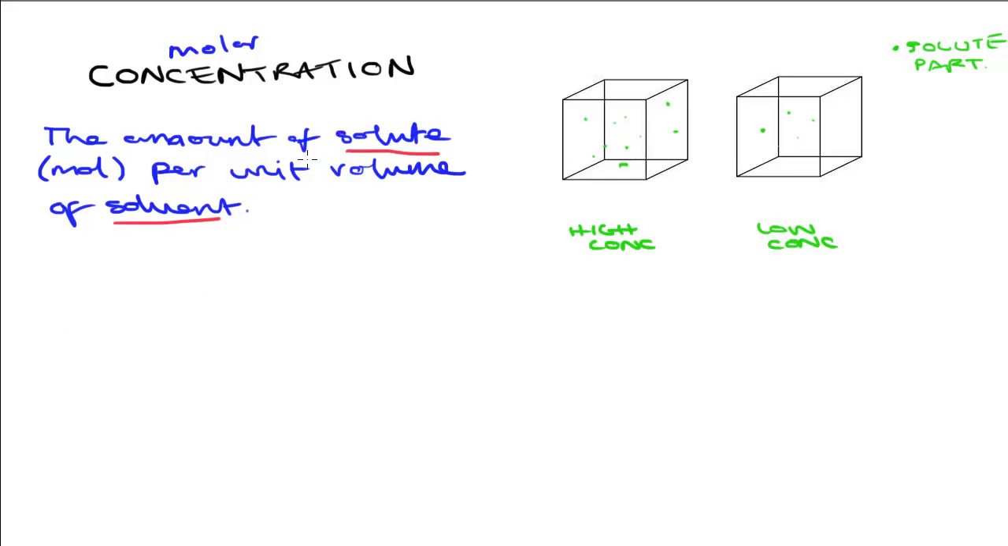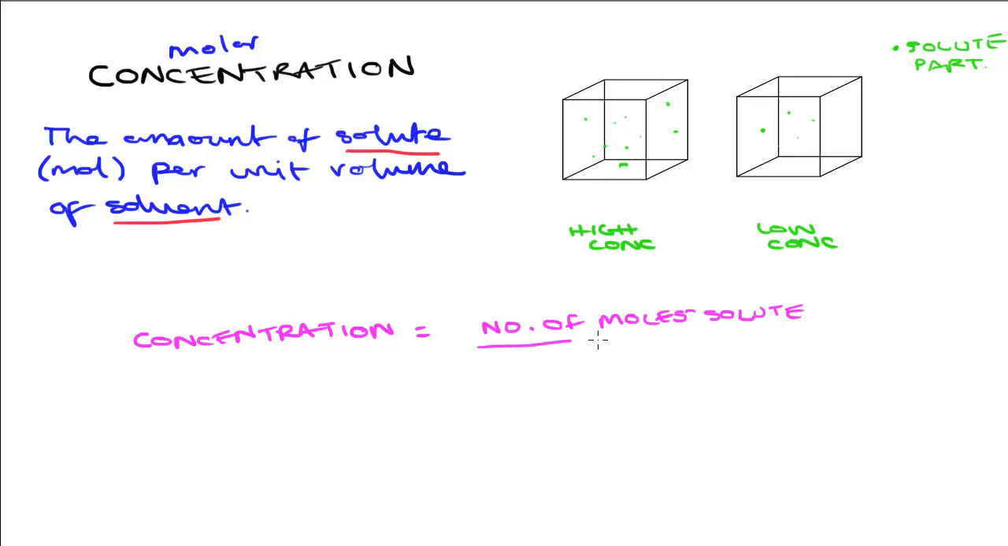Now, what about the particular units we use? If we write this as an equation, we can write concentration equals amount of substance, so let's say number of moles of solute, divided by volume of solvent.